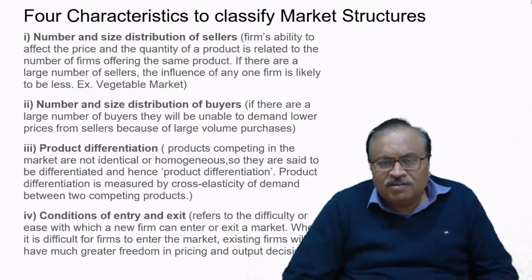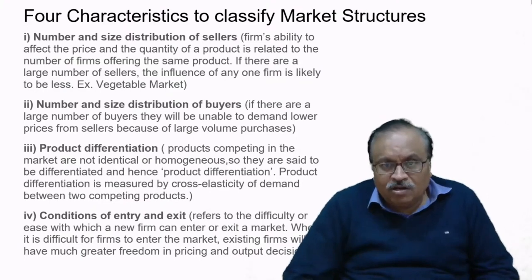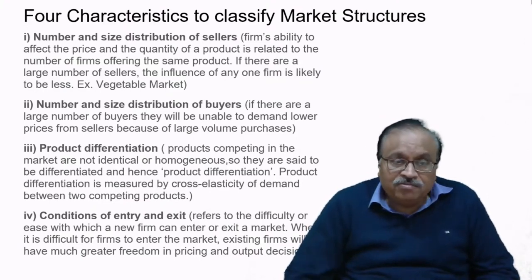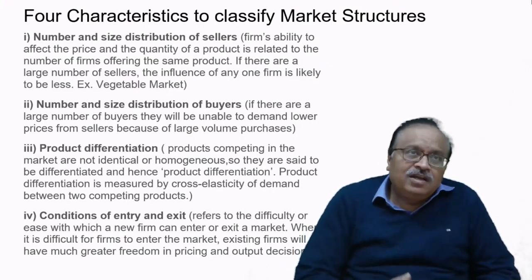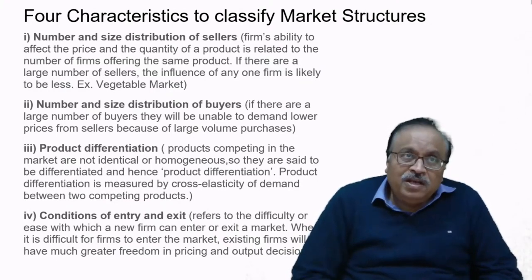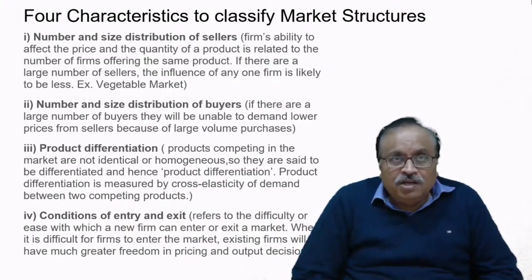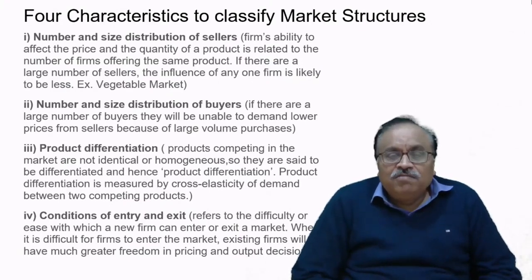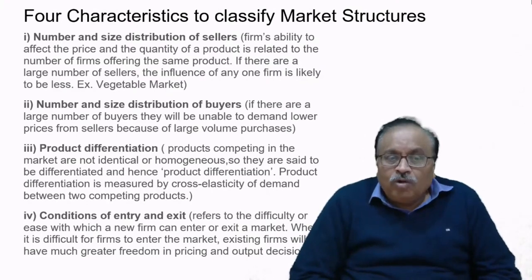What does it refer to? It refers to the difficulty or ease with which a new firm can enter or exit a market. When it is difficult for firms to enter the market, existing firms will have much greater freedom in pricing and output. That is why in industries like automobiles, in industries like manufacturing of aircraft, in industries like steel, there are very few players. So why is it so?